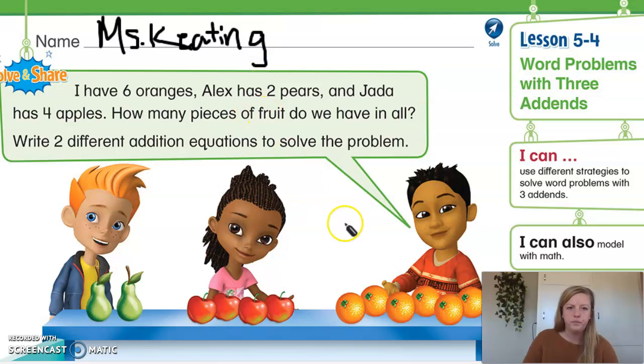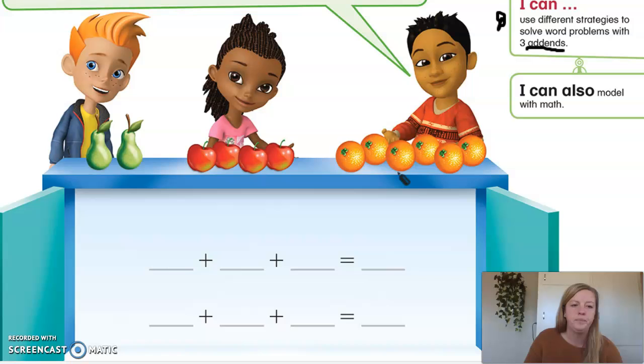All right, our learning target for today is right over here. It says, I can use different strategies to solve word problems with 3 add-ins. That just means 3 numbers. So I have 6 oranges. Alex has 2 pears and Jada has 4 apples. How many pieces of fruit do we have in all? When we say in all, that is my whole. Write 2 different addition equations to solve the problem.